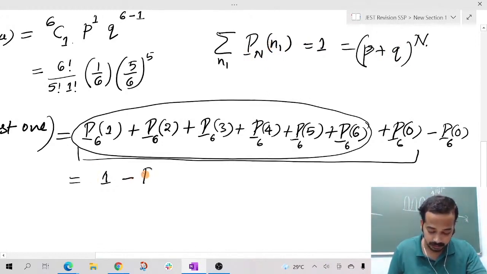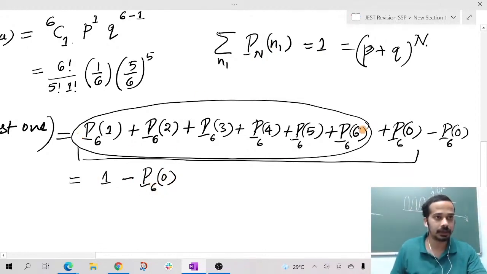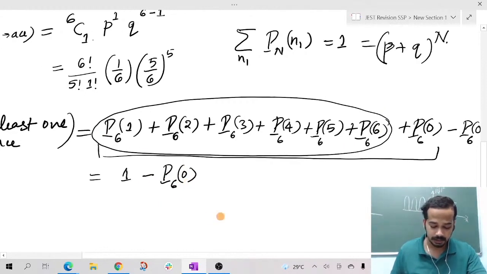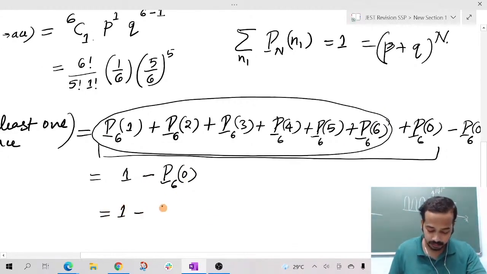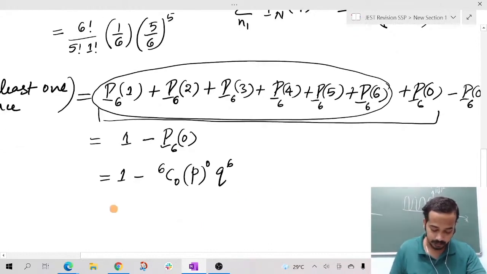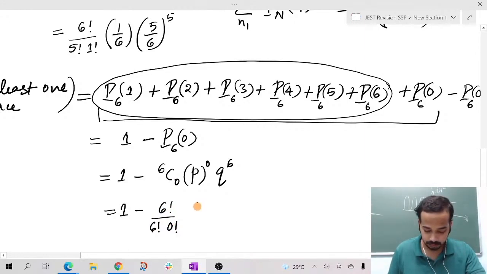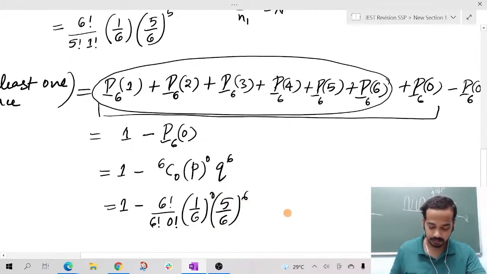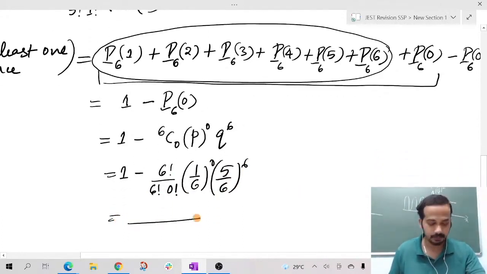This is 1 minus P6 of 0, isn't it? Because this is easy to find. These are all quite difficult to find, so together we have to add. That's why this is easy. This is equal to 1 minus 6C0 into p raised to 0, q raised to 6, am I right? 6C0 means, speak out. 6 factorial divided by 6 factorial, 0 factorial, that's equal to 1. This is 1 by 6 raised to 0, 5 by 6 raised to 6. You can just find out this value later.